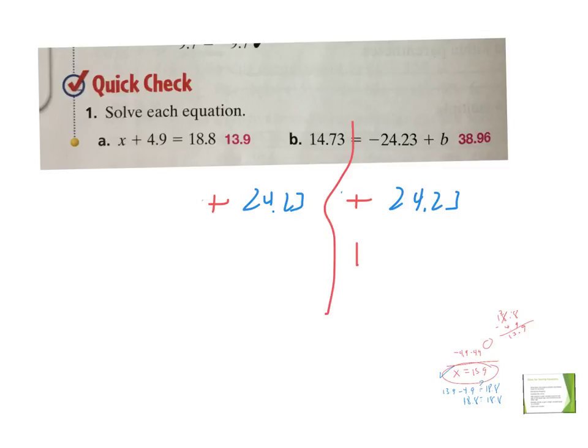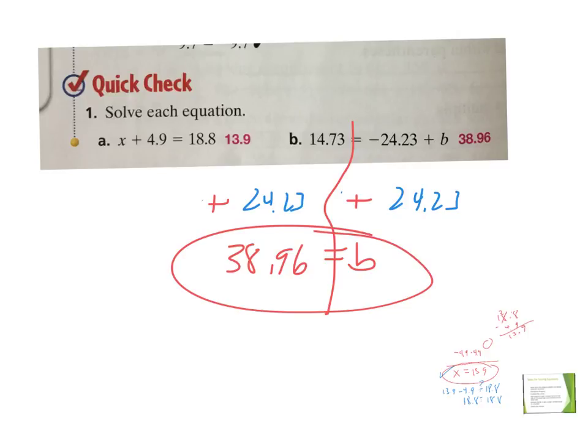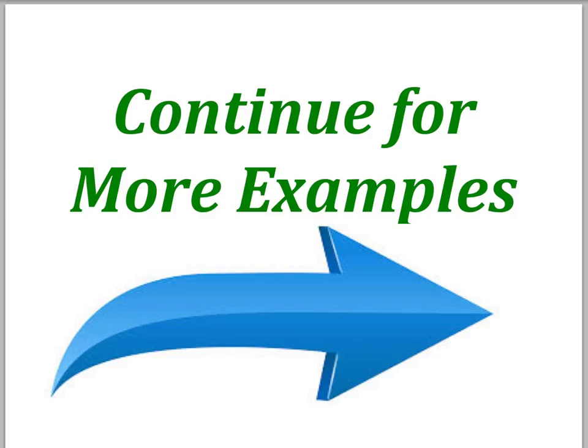So on this side we get b equals 14.73 plus 24.23. If you were to check that, you'd find that is 38.96. So show me the work, and if you get stuck in the work, ask for some help on that sort of thing. But otherwise, just straight up adding really in this one. And again, don't forget that check. Plug this 38.96 back in here and find out if it's true. Continue for more examples from me.